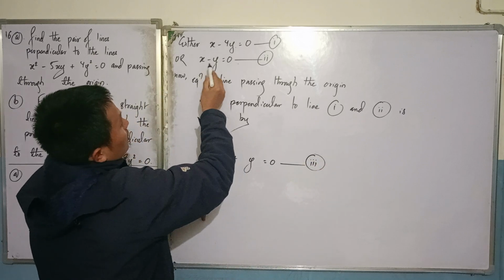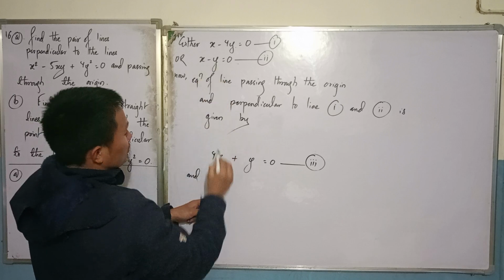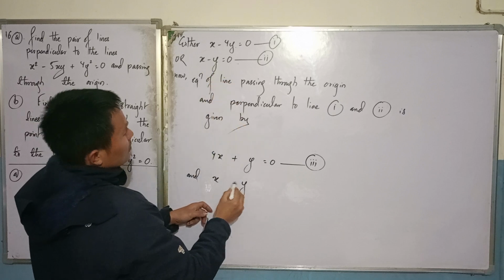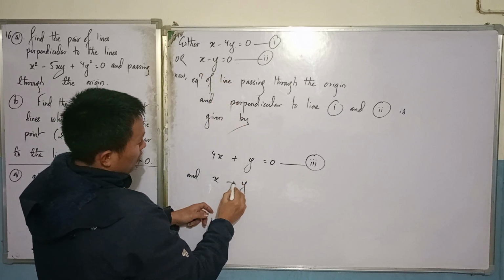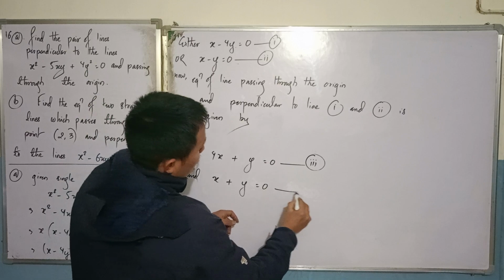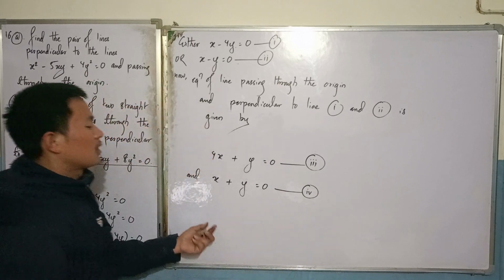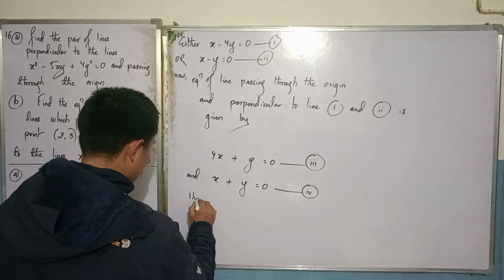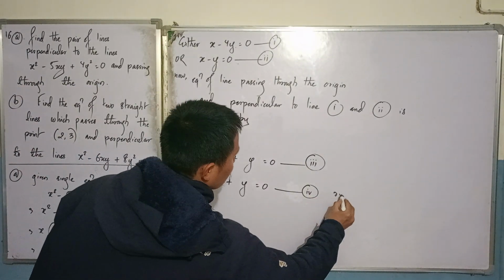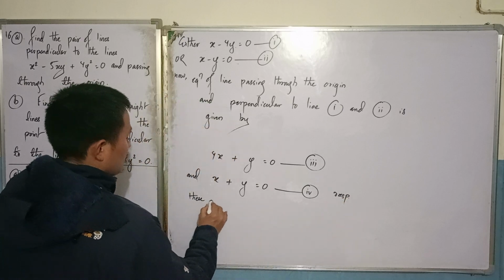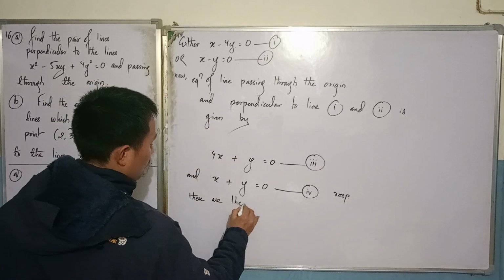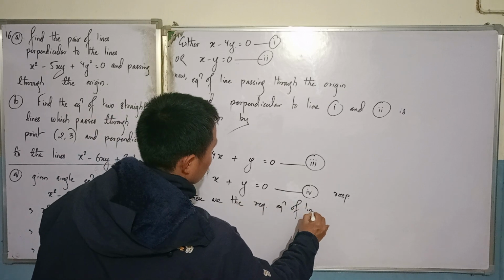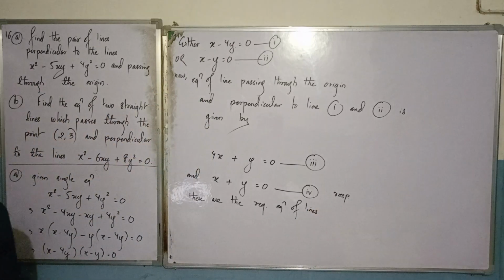In the same way, just reverse the coefficients of x and y. Both have the coefficient 1, so it doesn't matter. This negative will become positive. So these are the two required equations of lines, respectively. Very easy.